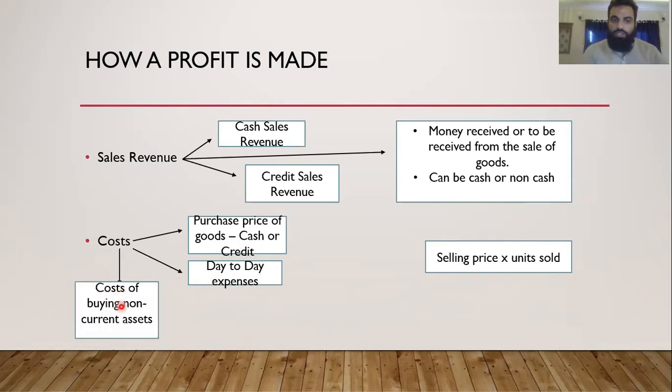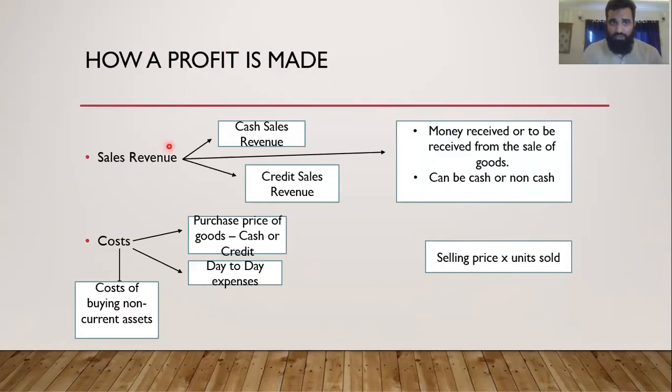The third type of cost is when we buy non-current assets, which means that when we buy furniture, when we buy buses, the things that we have to use for a longer time period, more than 1 year, 5 years, 10 years, 20 years, 25 years. So these are all our costs.